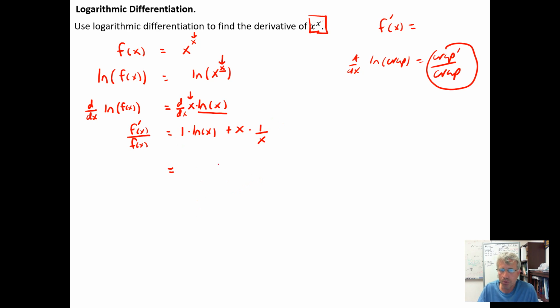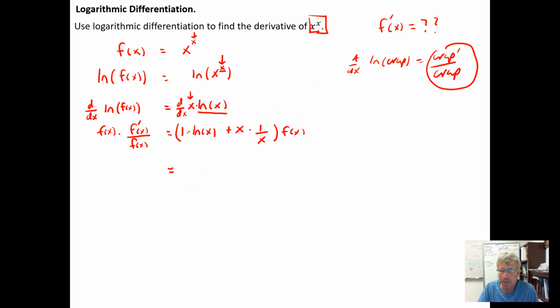So this is going to equal, well, I'm trying to figure out what f prime of x is. That's the question we're trying to answer. If f of x is x to the x, what is the derivative of f? And right here, I have the derivative of f sitting there. So I'm just going to multiply both sides by f of x. So I'm going to put everything on this side into parentheses and multiply by f of x.